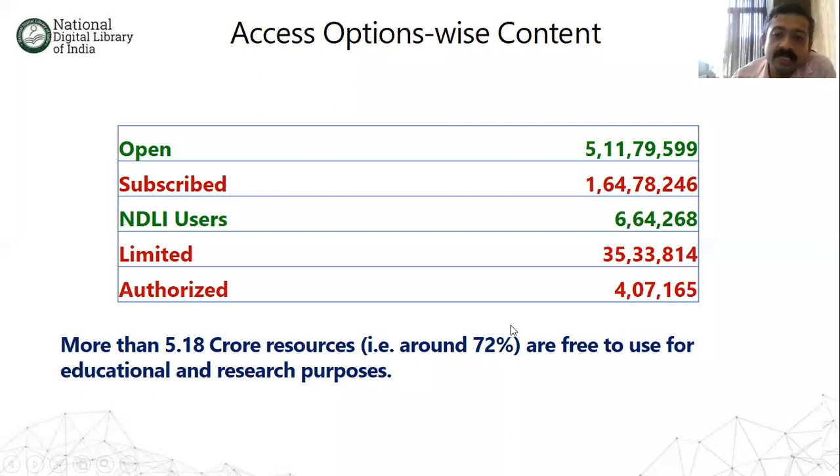So more than 5.18 crore resources, that is around 72% are free for us. We can easily search for these 5.81 crore. Don't remember that this 5.81 crore, the subject wise is different. We have to refine the searches that we will discuss. Now 72%, that means this much resources are available to us.